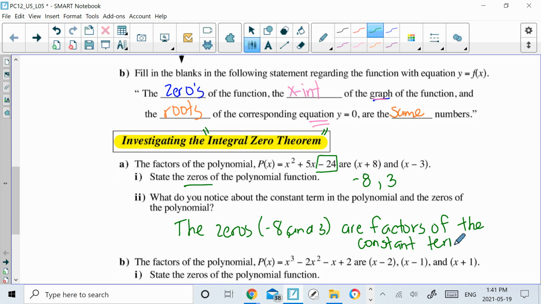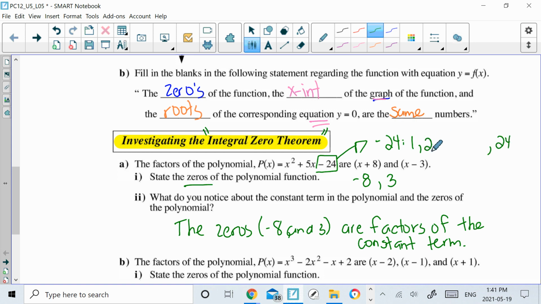So from 10C, if you were given a number and I said to you, what are all the factors of this number? You're looking for all the numbers that divide evenly into this number. So for example, 1 is always a factor, and the number itself.